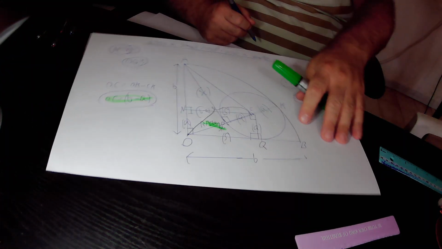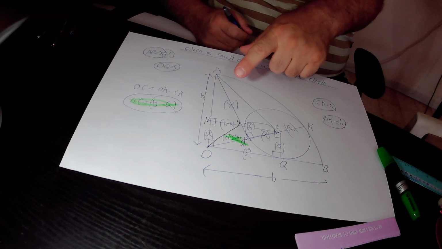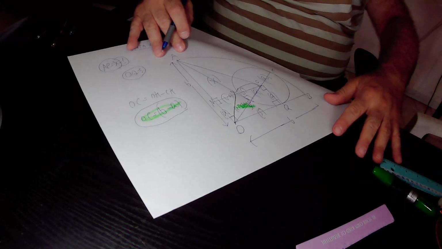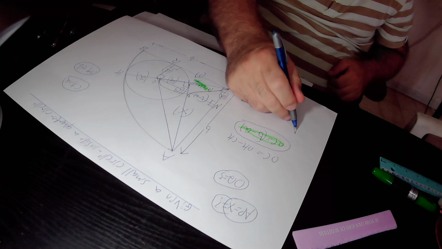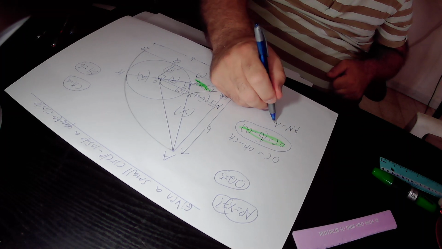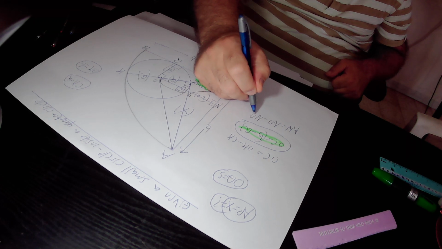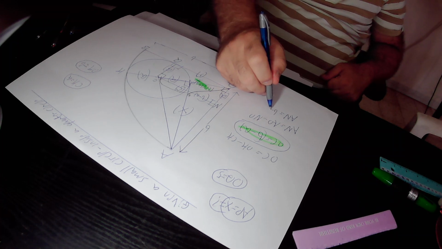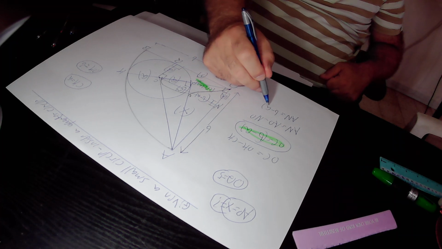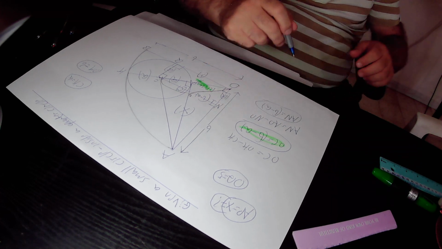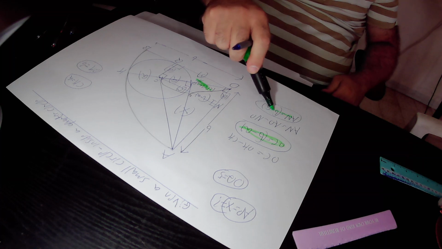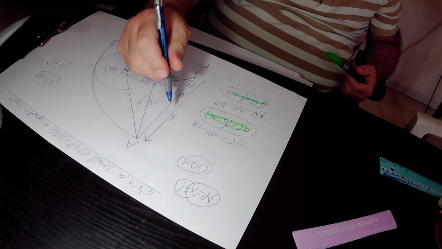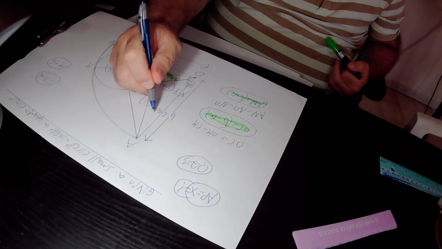What is the length of line AN? AN equals AO minus NO. So I'll write it down. AN equals AO minus NO. So AN in total equals AO, that is B, minus NO, that is A. So in total AN equals B minus A units in its length.